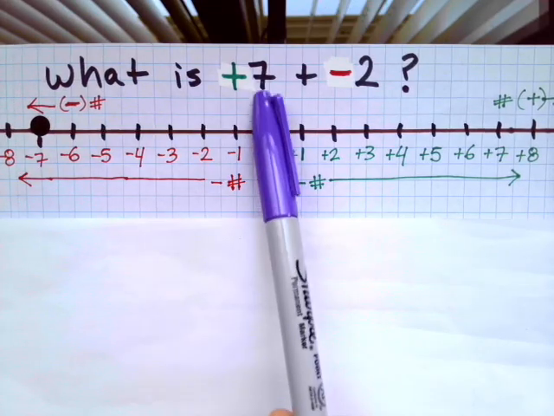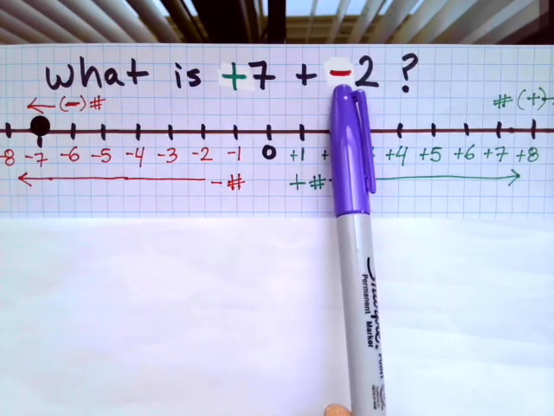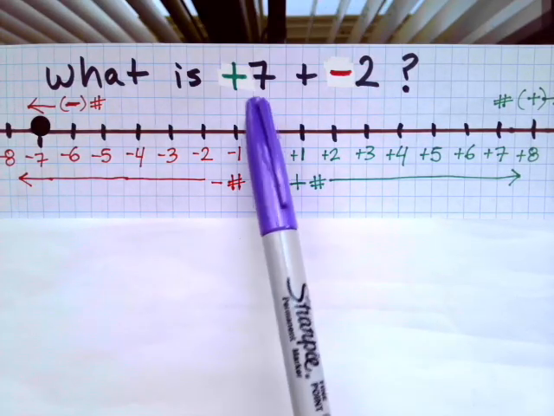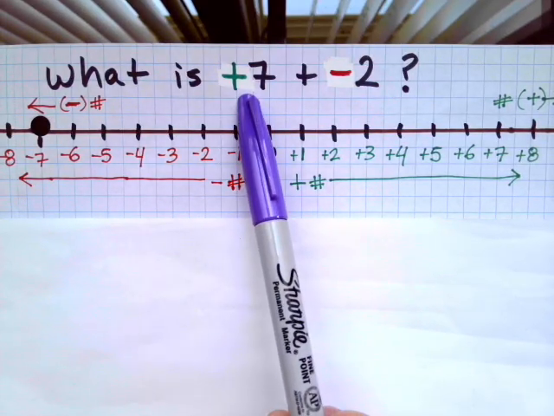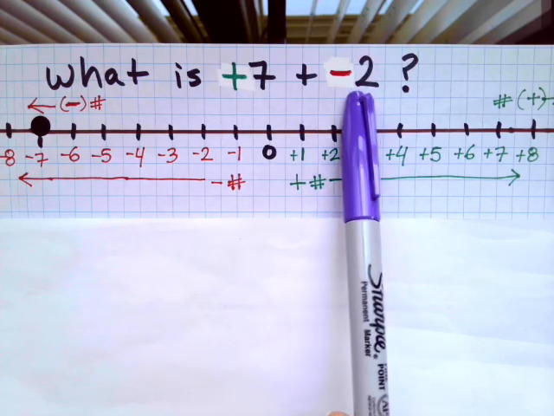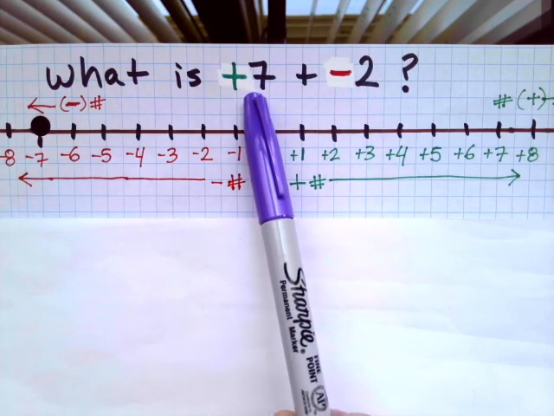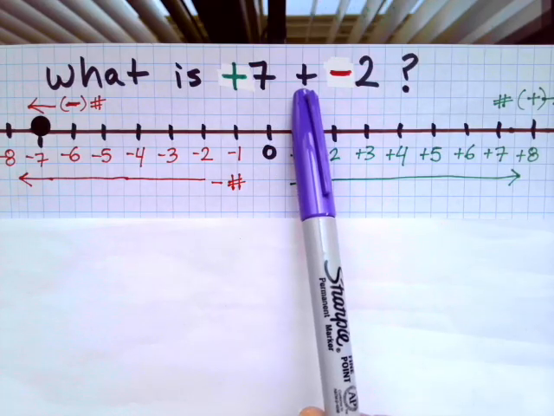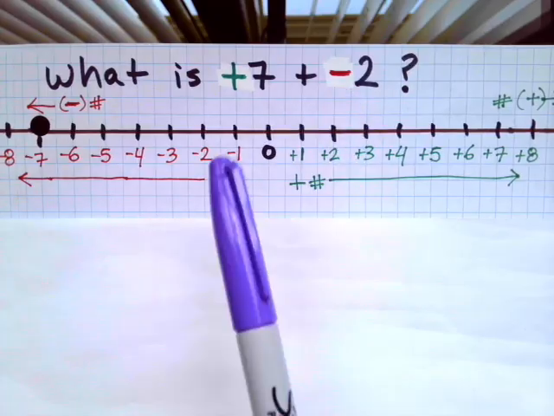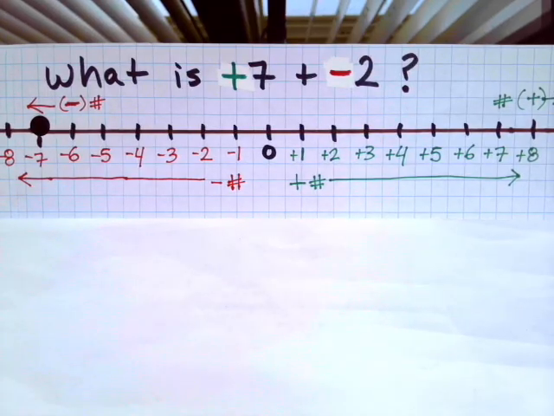What is positive 7 plus a negative 2? And I know we're using a number line. One of the things I like to use is money in relationship to these integers. I have $7, but now I owe you $2. How much money am I going to have left over after I pay you that $2?